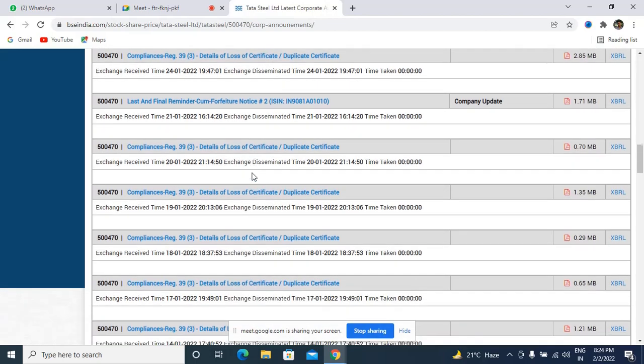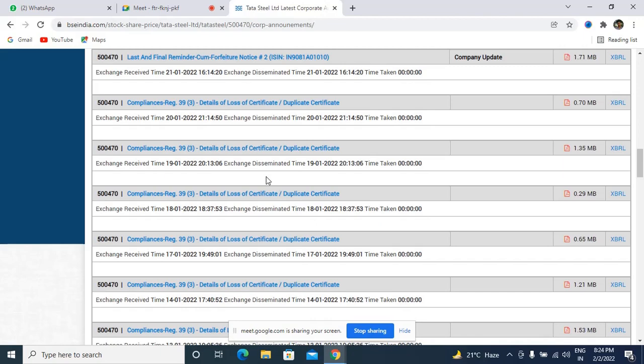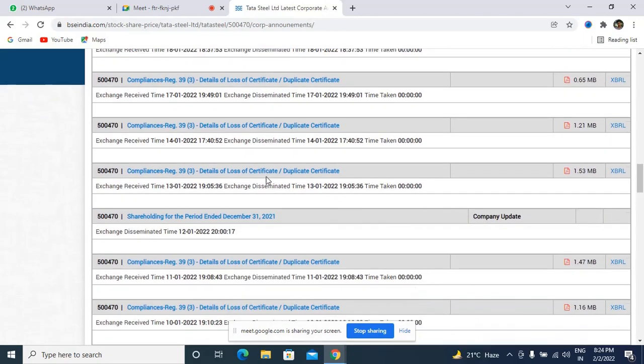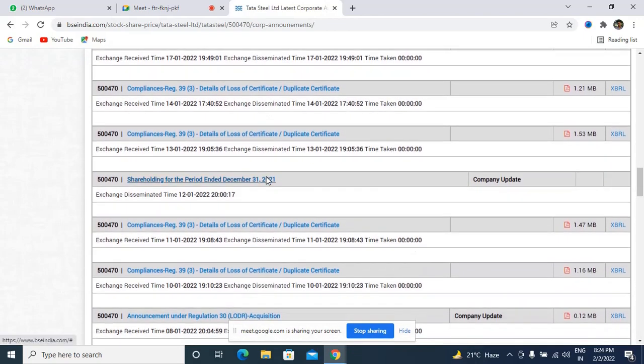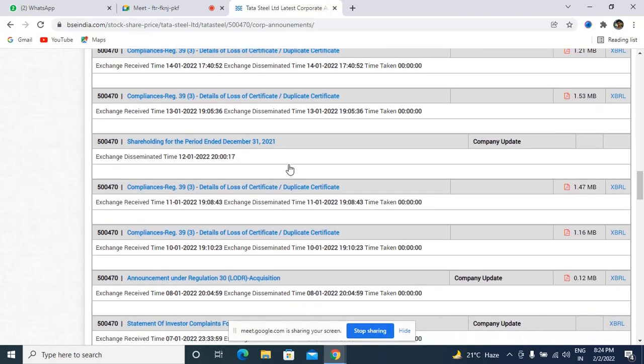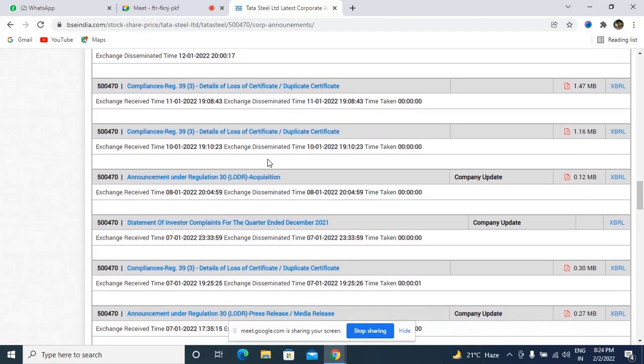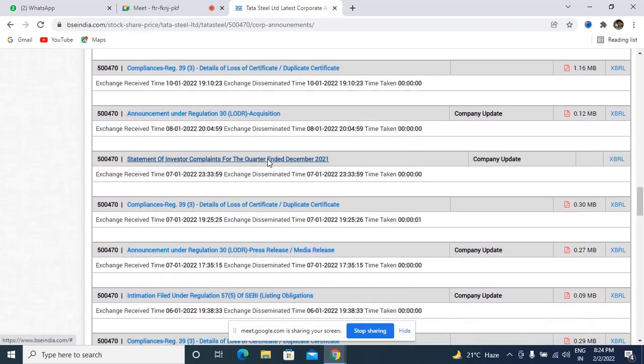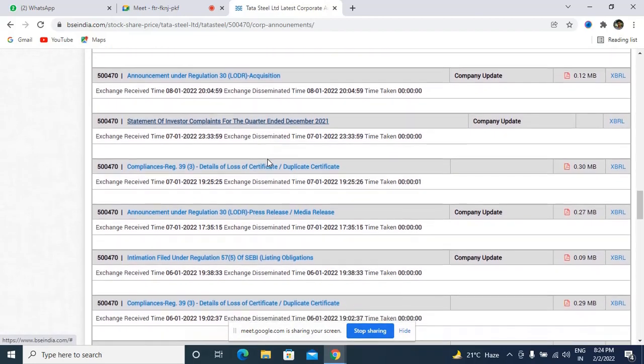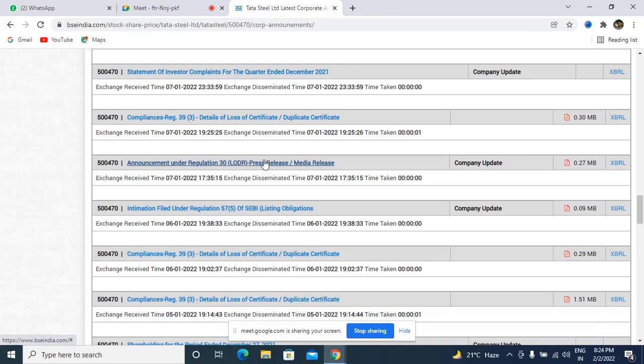So for that, we need something original, an authentic source, so that we can make the estimate, right? For that, you should be checking all these press releases. See, there is a shareholding for the period ended December 31, 2021. I am looking for a press release where I can get the volume numbers. There is one press release announcement under Regulation 30 LODR, press release, immediate release.